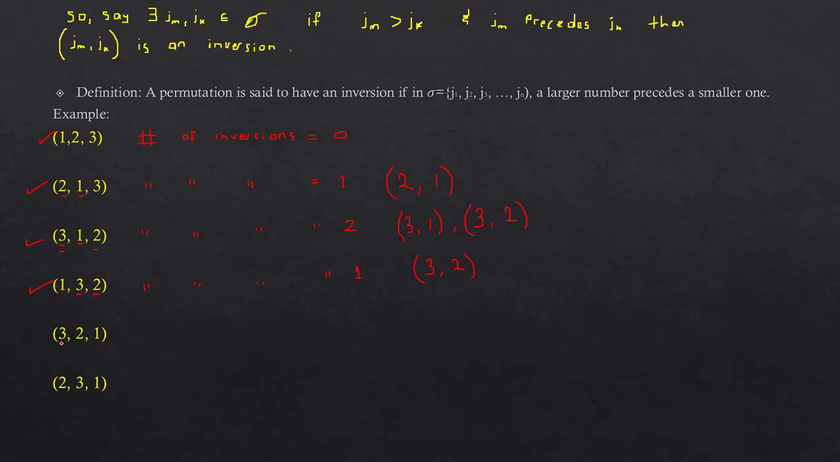Now for the other one, we have 3, 2, 1: 3, 2; 3, 1; and 2, 1, and therefore the number of inversions for this permutation is 3, which is 3, 1, 3, 2, and 2, 1. Now for 6, we have 2, 3, 1. The number of inversions for this permutation is 2, and they are 2, 1 and 3, 1.